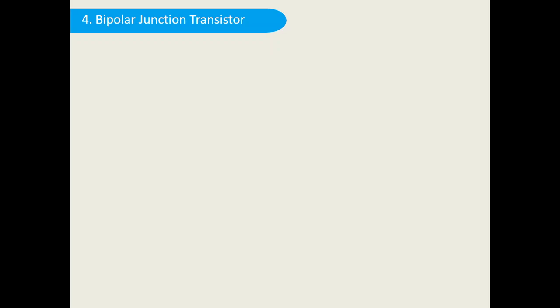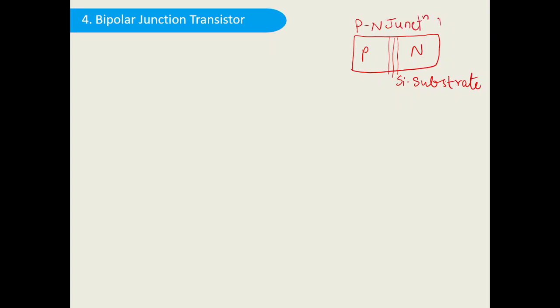Okay, so now we studied the normal PN junction diode. Suppose this is a silicon substrate. To one side we dope with P type semiconductor, to the other side we dope with N type semiconductor, right? And thus we form a junction. This is the structure of the PN junction diode.